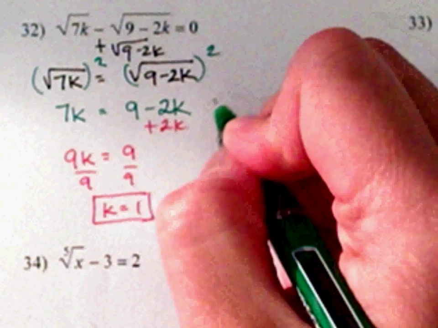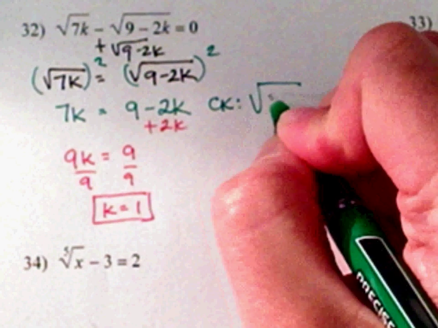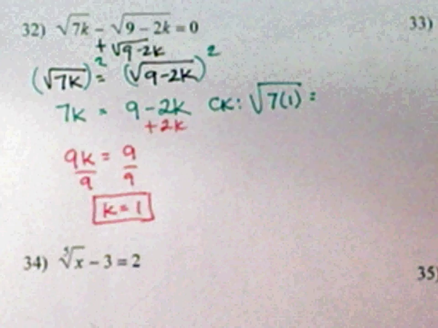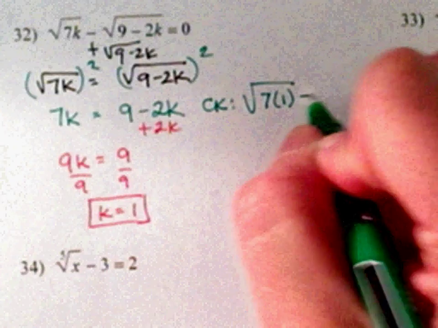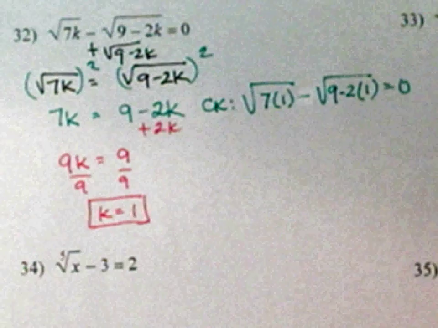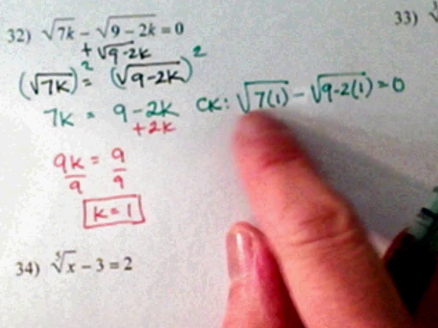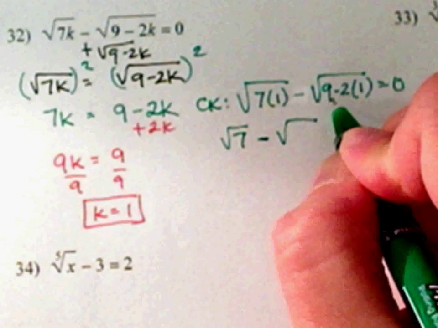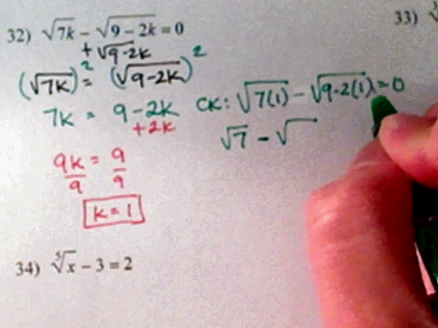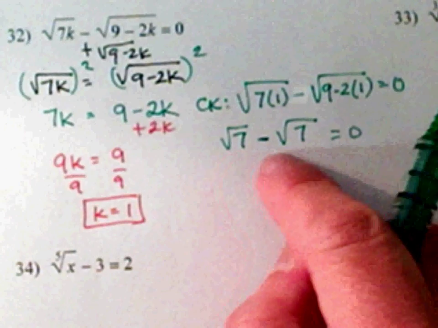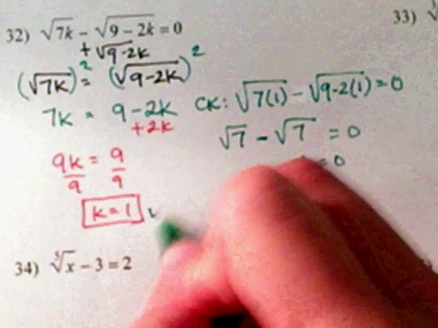Let's check. Here we go. Square root of 7 times 1. Minus, or you could even do equal if you want. Let's keep with the original. Minus square root of 9 minus 2 times 1. All that is equal to 0. Well, what's the square root of 7 times 1? Square root of 7. Minus, what is 9 minus 2 times 1? Negative 2 times 1 is negative 2. 9 minus 2 is 7. What is square root of 7 minus square root of 7? 0. So did that work? So there's your answer.